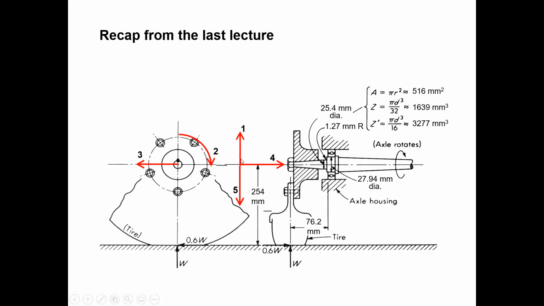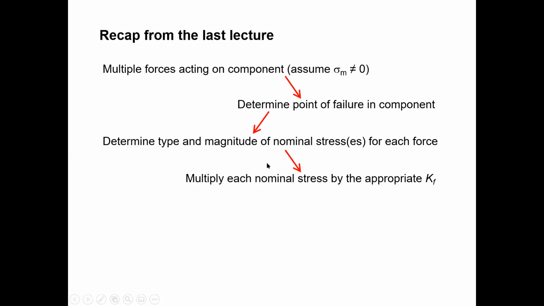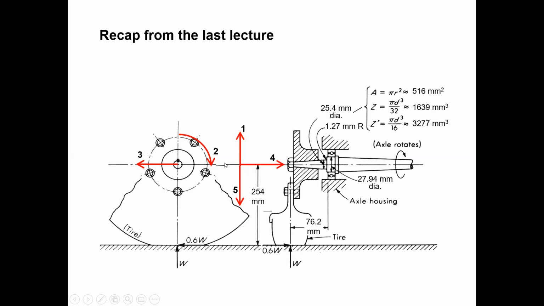Then we can categorize each load value into 2 categories. If it is a mean load, you account for it as a mean load. If it is an alternating load, you account for that as alternating. So first you need to identify what loads are available on the component. Then multiply each nominal stress by the appropriate Kf. Here you need to find out if it is a bending.